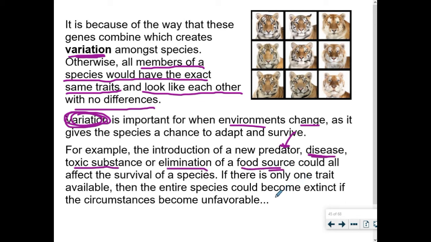If you make one small change to your niche, you guys remember the word niche? We used it in our notes a few days back. A niche is like the places you go, the things you eat, the stuff you do. That's your niche, right? A niche is like, what do you eat? Where do you go? Who do you talk to? What do you breathe, right? That's your niche, all the stuff that you do. If you make a change in that, and there is only one trait available, this is the key word, the entire species could undergo extinction.